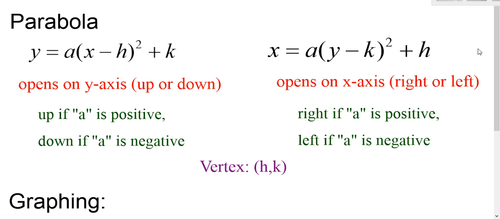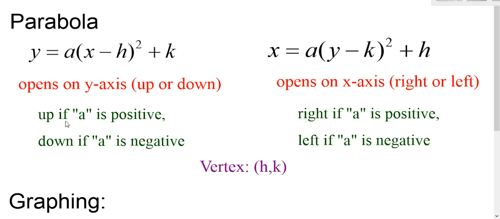So looking at parabolas, there are two different types of parabolas. They can either open on the y-axis, which is up or down, if it's y equals x squared. And if it's x equals y squared, then it will open on the x-axis. So if it's y equals, it's y-axis. If it's x equals, it's x-axis.